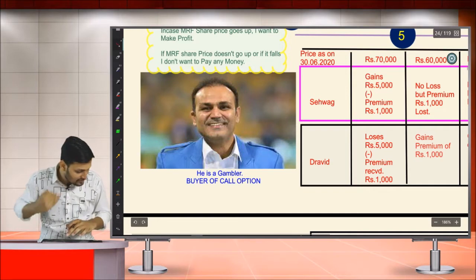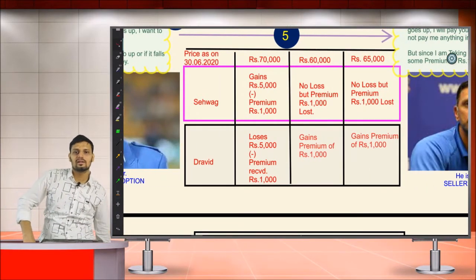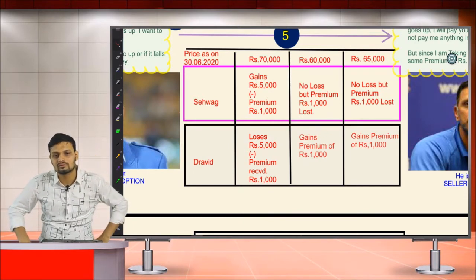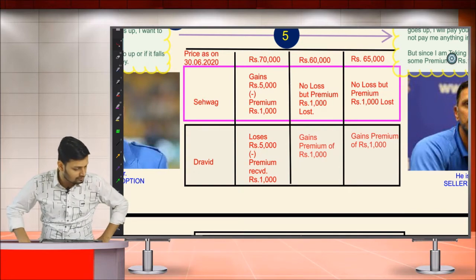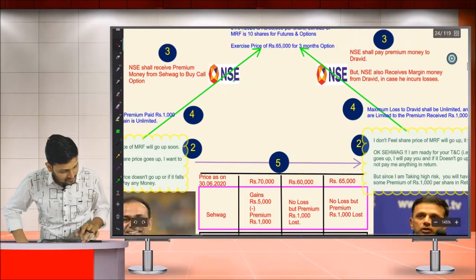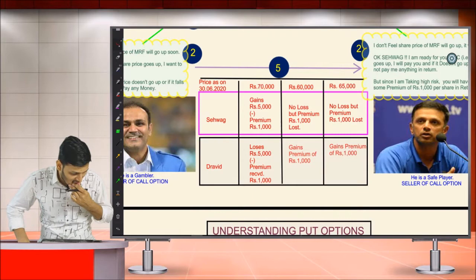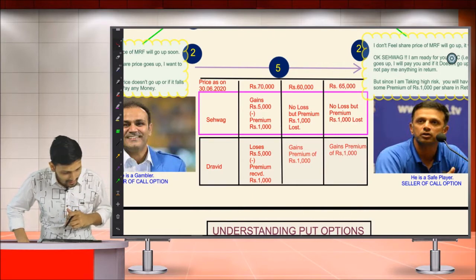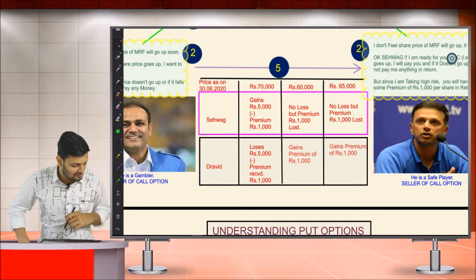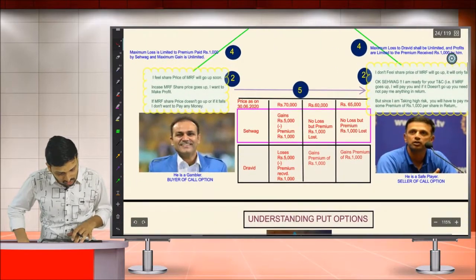Any other doubts? And also let me know if your earlier doubt was cleared. So this is all about call option. This is the story of call option. Any other doubts, do let me know, please. Rest of them, you can also reply, right? So this is all about MRF.